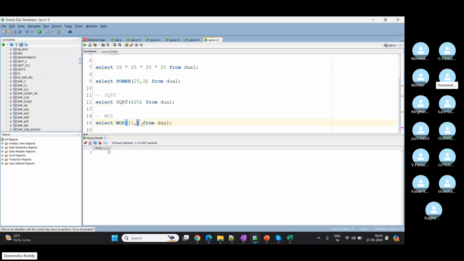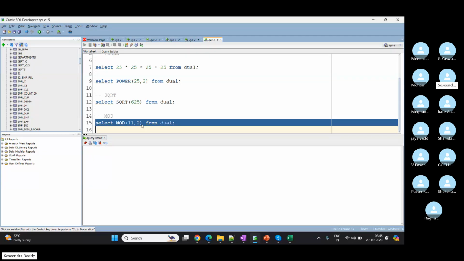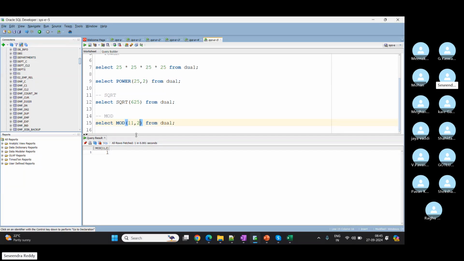Why we use the mod function repeatedly: to identify whether it is an odd number or an even number. Now 11 is an odd number, right? After dividing with 2, there is 1 which is not dividing exactly. If I say 12, it can divide and our mod value is 0, that means it is an even number. 12 is an even number.